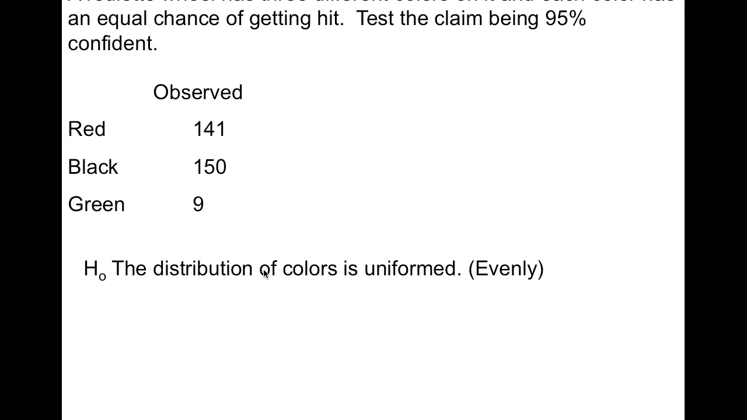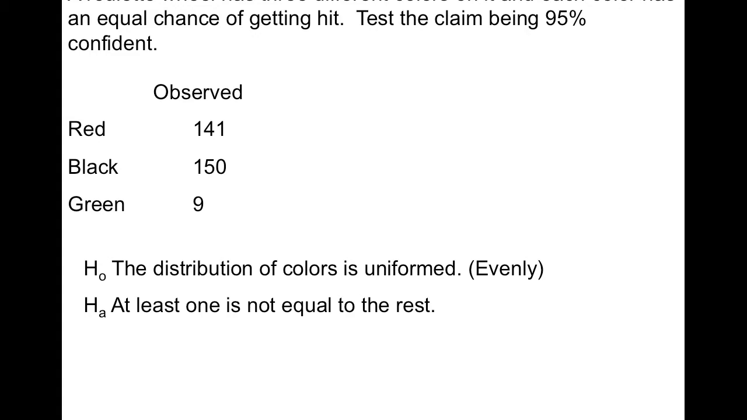For the alternative, we're saying it's not going to be a direction, one higher or lower, because there's actually more than one category here. But we are going to say at least one is not equal to the rest. So that at least one is the important part. At least one of our categories does not fit. And I think it's kind of obvious the green is the one that's not fitting in this case.